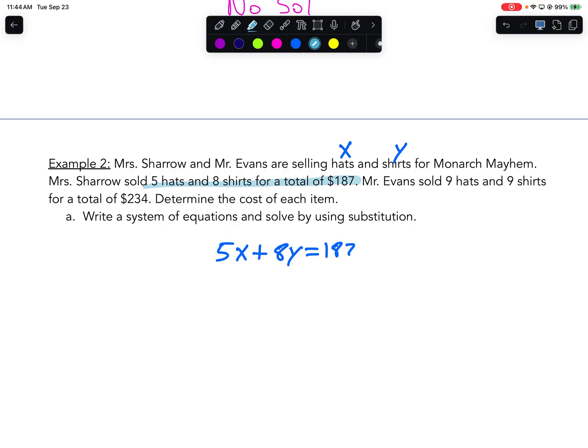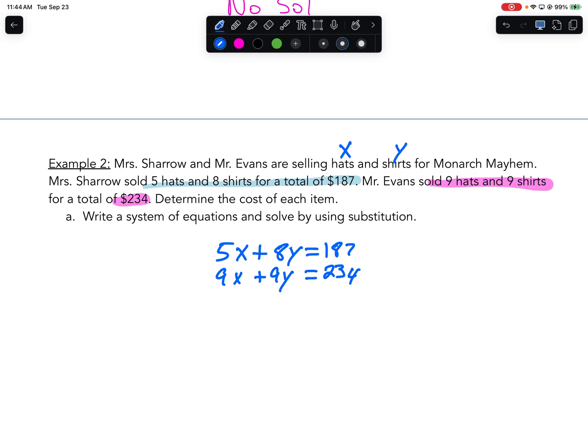Okay, so next one. I sold 9 hats and 9 shirts for $234. What's the equation, Tristan? 9x plus 9y equals 244. So we're going to solve this one. You said 244. It's 234. 234, thank you. I'm going to use elimination to solve this.